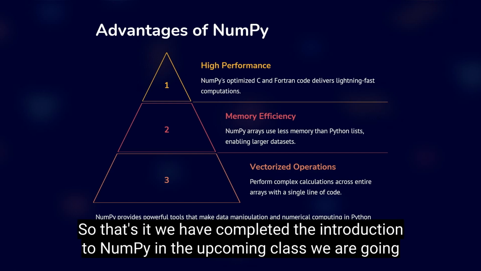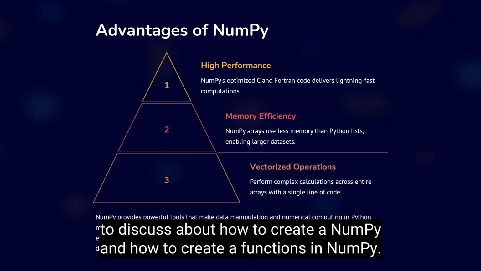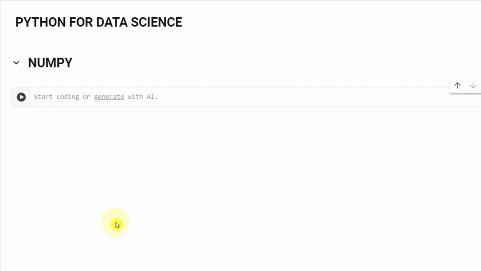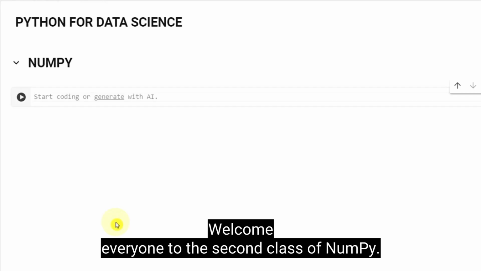So there are three advantages of Numpy: high performance, memory efficiency, and vectorized operations. So that's it. We have completed the introduction to Numpy. In the upcoming class, we are going to discuss how to create a Numpy array and how to create functions in Numpy.